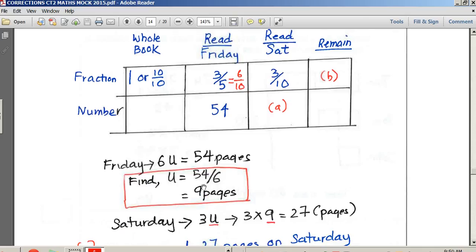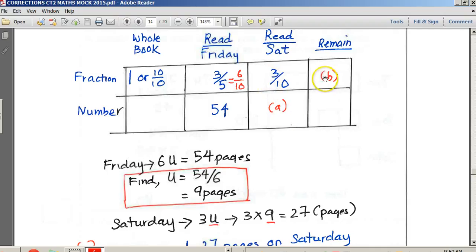Now watch out for this over here. For Saturday, the number of pages read is 3U. Each U is 9 pages. Therefore, 3U is 3 times 9 pages, which is 27 pages. This portion here, A, for 3 units is 3 times 9, which gives you 27 pages read. Just like this, 6 units times 9 is 54 pages read, and 3 units times 9 gives you 27 pages.